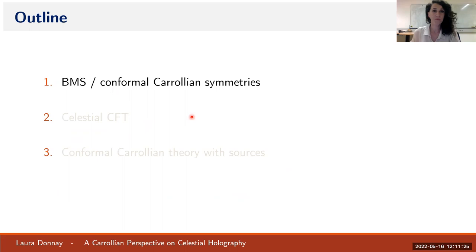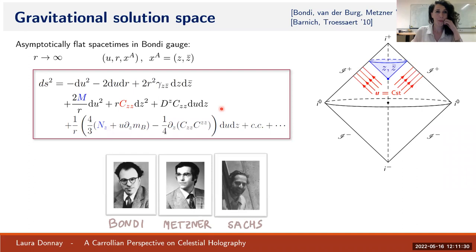Okay, so let's start. I will recall for those who don't know that the symmetries of asymptotically flat spacetime are extremely rich, and they are the so-called Bondi-Metzner-Sachs symmetry. So this is a definition or a metric ansatz for what people call asymptotically flat.